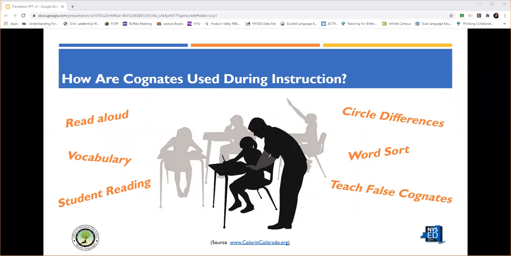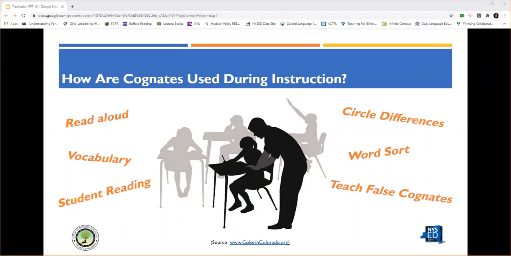How are cognates used during instruction? So like I mentioned, there's a few ways. You can do a read aloud. So when you do a read aloud to your students, ask the home language speakers to raise their hand when they think they hear a cognate. Stop reading and discuss that cognate together. For example, if you point out that subtle differences you hear between the Spanish and the English words, if you have a French, Italian, or Portuguese speaker in your class, invite them to contribute to the cognates in their language as well.